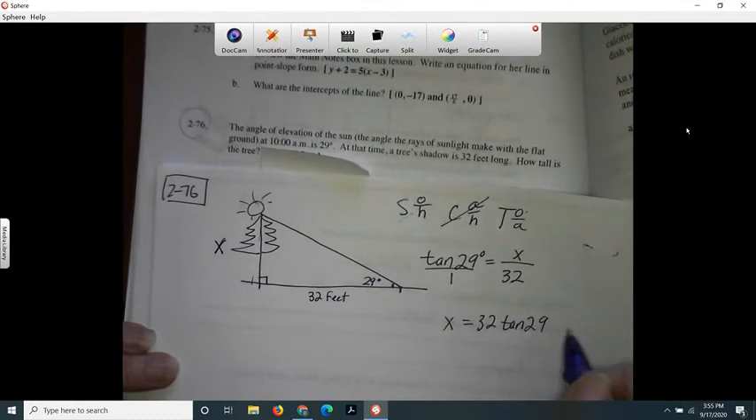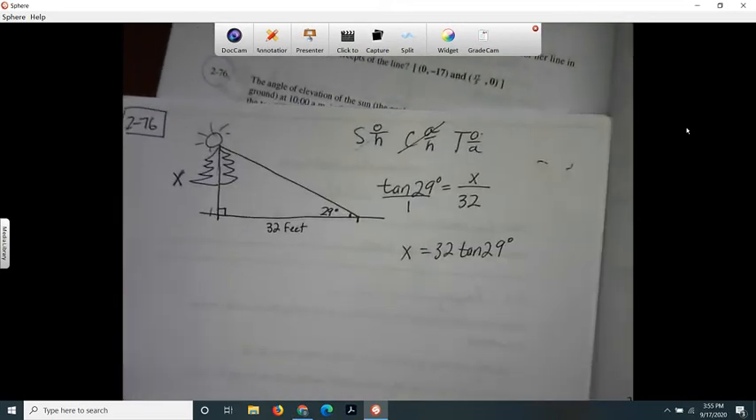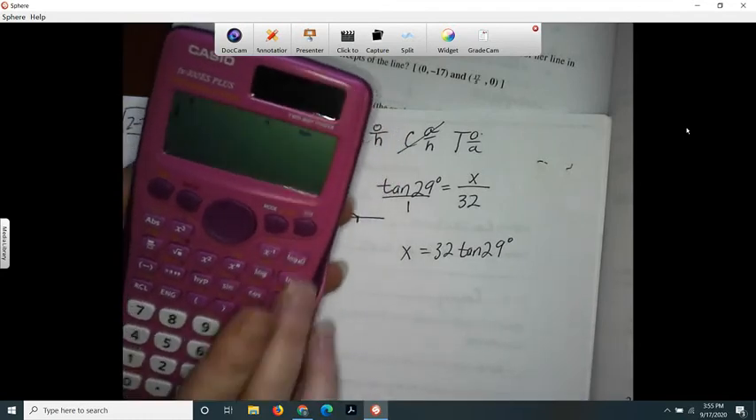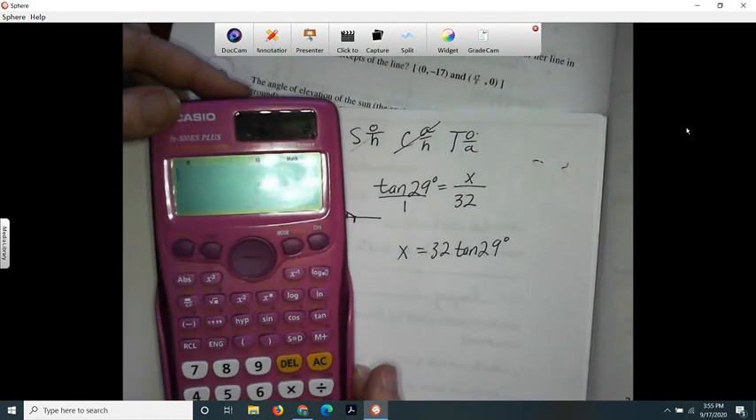And then at this point, all there is left to do is put it in your calculator. So make sure that your calculator is in degree mode. There'll be a little D. It probably is because you guys haven't done much. Well, we're doing radians a little bit now. So anyway, put it in degree mode.